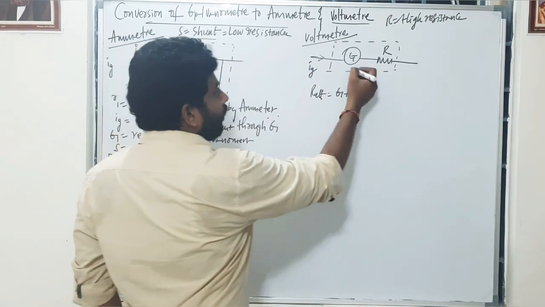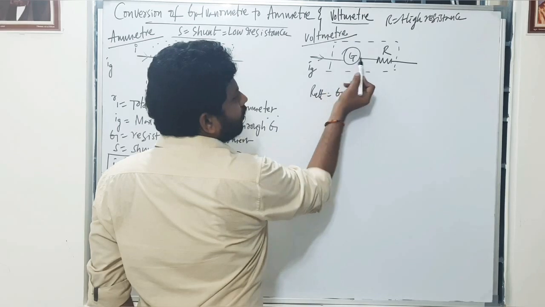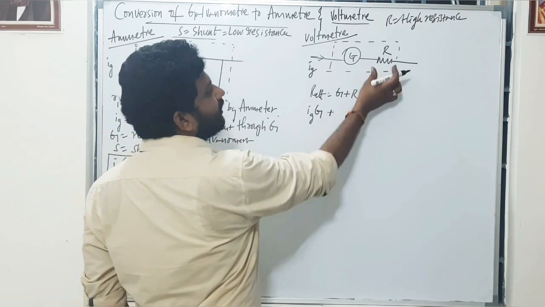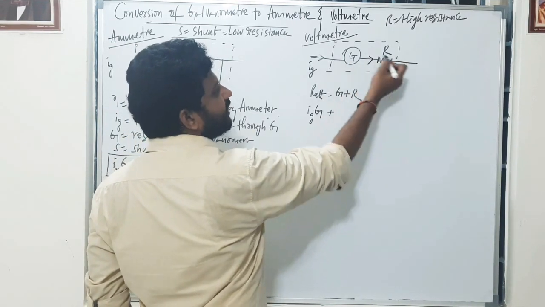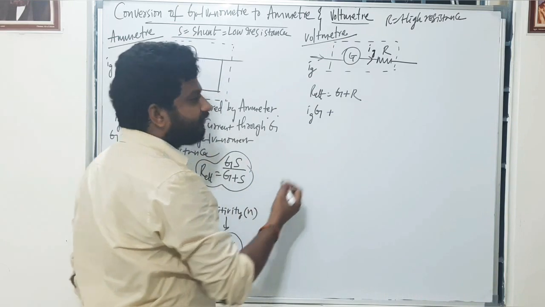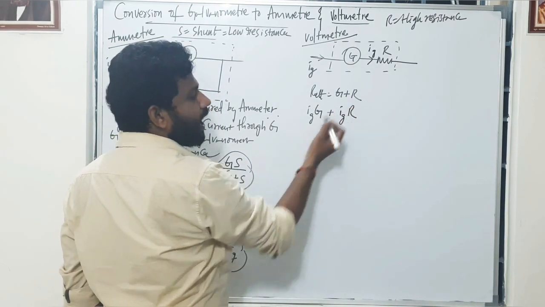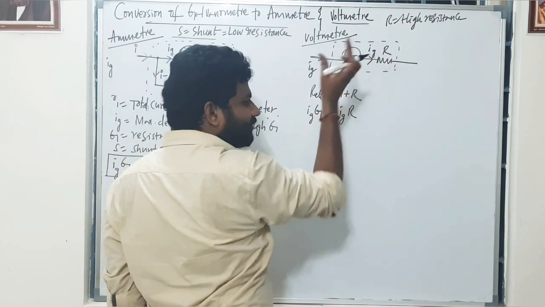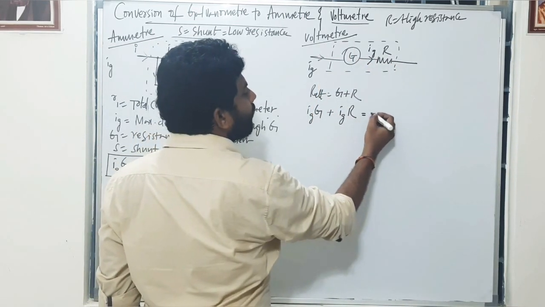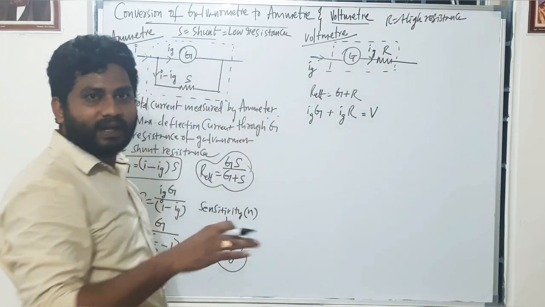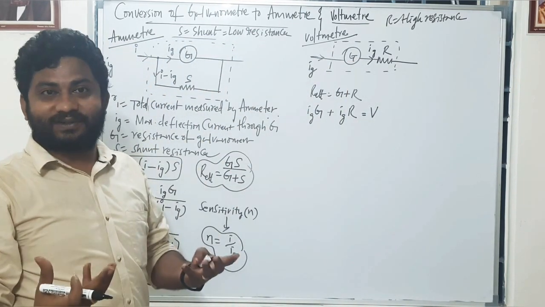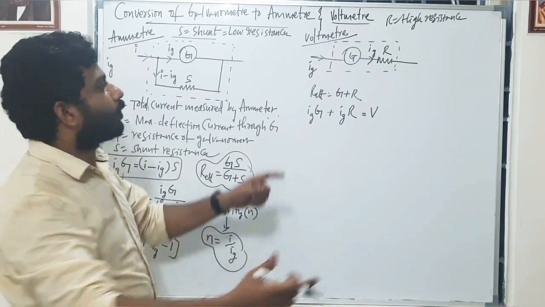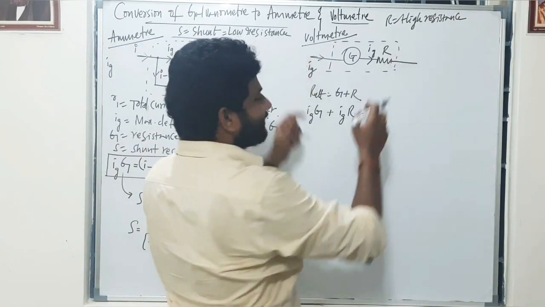Now, let's see, the potential difference across this is how much? I suffix G into G, plus the potential difference across this is how much? Because as they are in series combination, the same amount of current flows. I suffix G into R. The potential difference across this plus the potential difference across this is equal to what? It is equal to the potential difference across the setup, which we are going to measure, right? A voltmeter is a device which will measure the potential difference across any two points in the circuit.